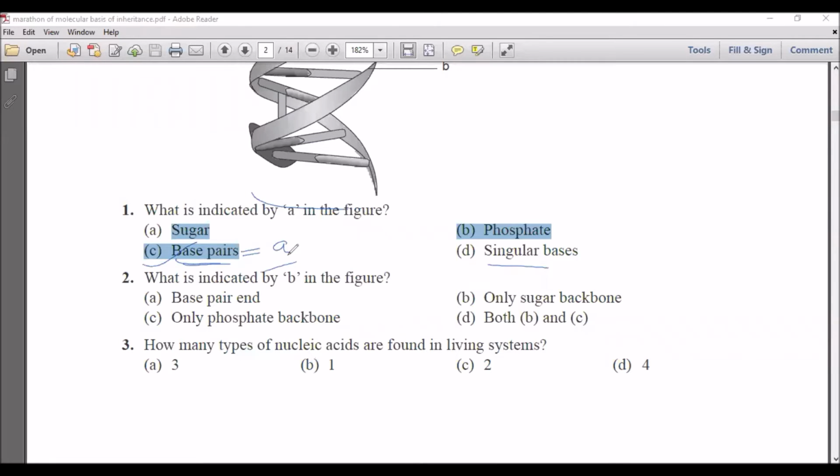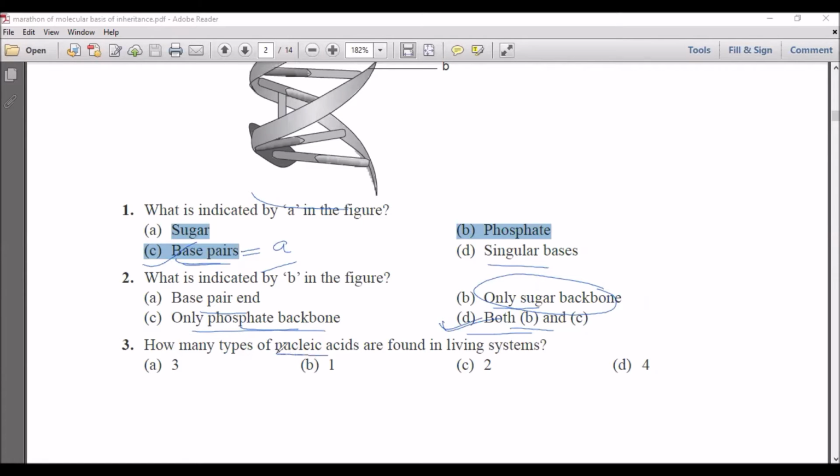Now, the second question is, what is indicated by B in the figure? The first option is base pair end. Second is only sugar backbone. Third is only phosphate backbone. And D is both B and C. So B indicates both the sugar backbone and the phosphate backbone. So D is the correct answer.